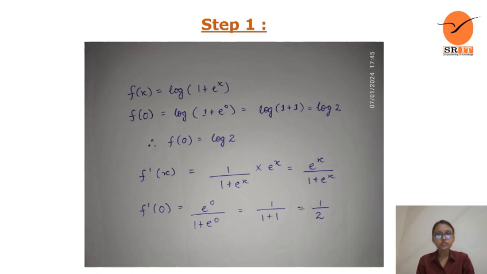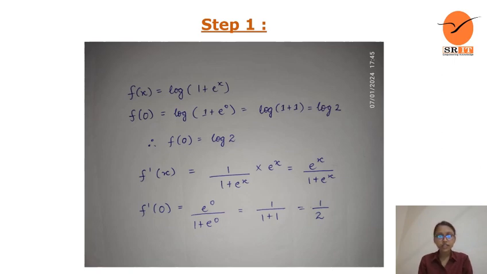So step 1 of solving this problem is assumption. Log 1 plus e raised to the power x is assumed as f of x, and then instead of x we place 0 to find f of 0, which is equal to log of 1 plus e raised to the power 0. So log 1 plus 1 is equal to log 2. Now a point to keep in mind is log 2 is constant. So when we differentiate it, we get 0, as the differentiation of any constant is 0.